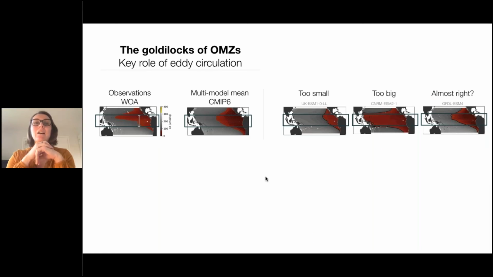Okay, I'd like to finish with a peek into the Goldilocks of OMZs and why eddy circulation might relate to some of the things that Sören showed. So here are the panels that I showed before, with observations in the World Ocean Atlas, the multimodel mean that we had, but then 3 individual models that I just picked: one where clearly the OMZ is too small, one where it's too big, and one where it's almost right.